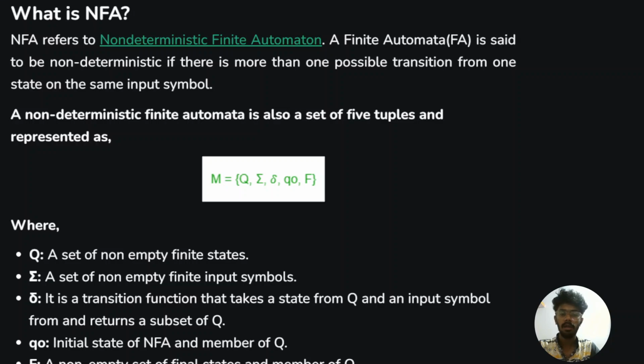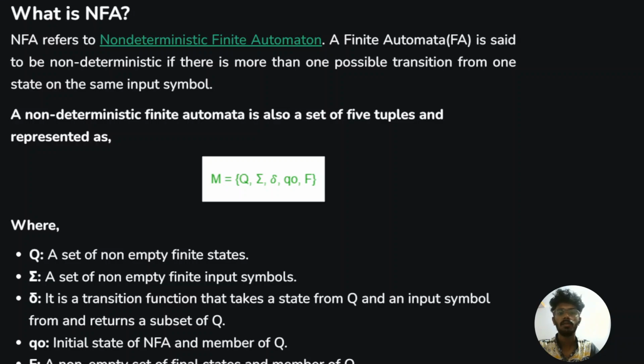NFA. What is NFA? NFA refers to non-deterministic finite automaton. A finite automaton is said to be non-deterministic if there is more than one possible transition from one state on the same input symbol. A non-deterministic finite automaton is also a set of five tuples and is represented as Q, sigma, tau, Q naught, and F.